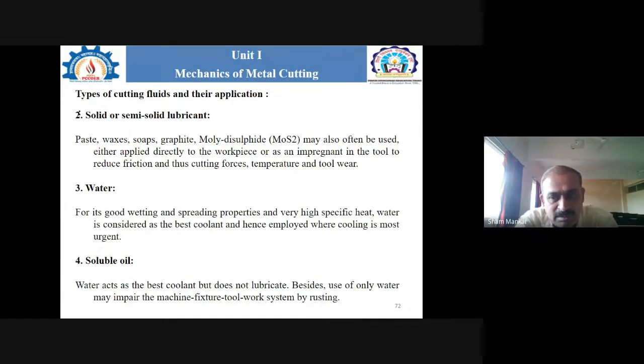If suppose any coolant is not available and we want to perform the machining operation, then in the absence of that particular kind of cutting fluid or lubricant, we may use water also. Okay. Then the next one, and an important one, is the soluble oil.